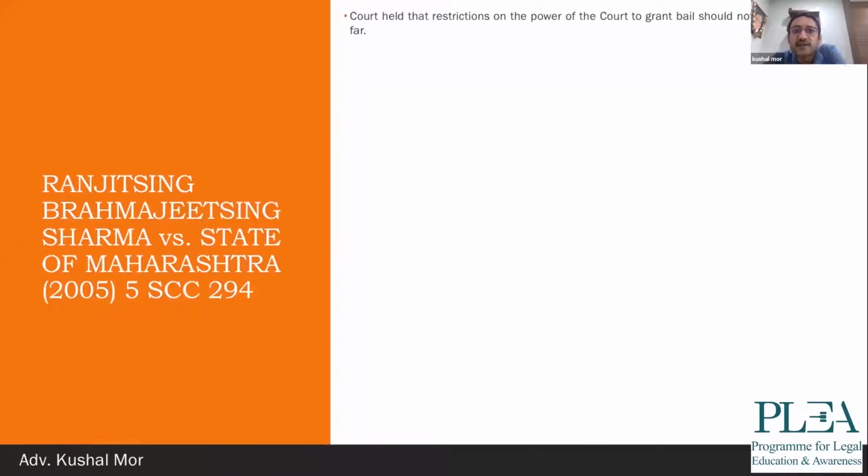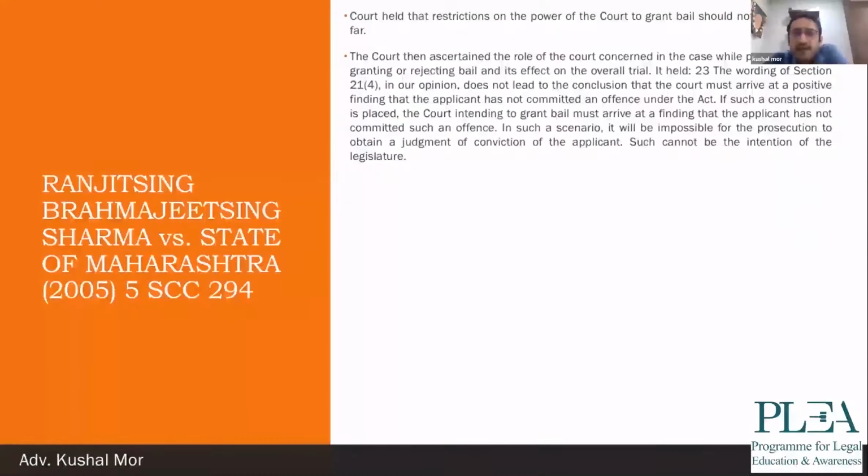First, the court held that the restrictions on the power of court to grant bail should not be pushed too far. The court then ascertained the role of the court concerned in granting or rejecting bail and its effect on the overall trial. It held that, in our opinion, this does not lead to the conclusion that the court must arrive at a positive finding that the applicant has not committed an offense under the Act. If such a construction is placed, the court intending to grant bail must arrive at a finding that the applicant has not committed such an offense. In such a scenario, it will be impossible for the prosecution to obtain a judgment of conviction of the applicant later on, right? So, the court said such cannot be the intention of the legislature.